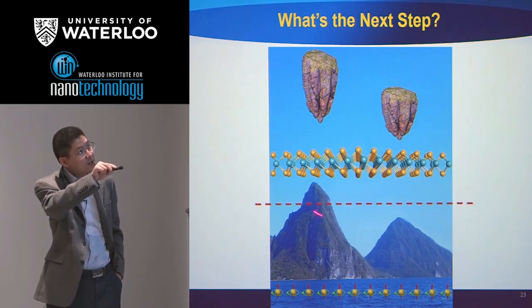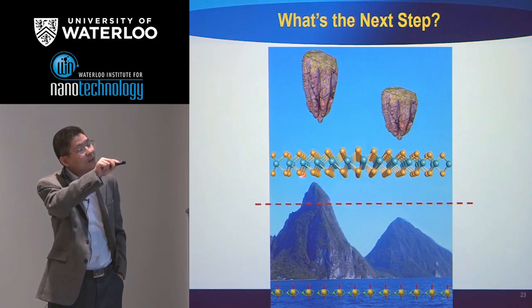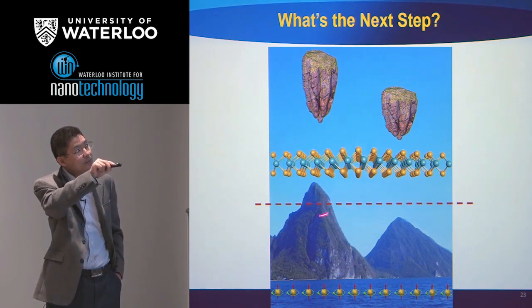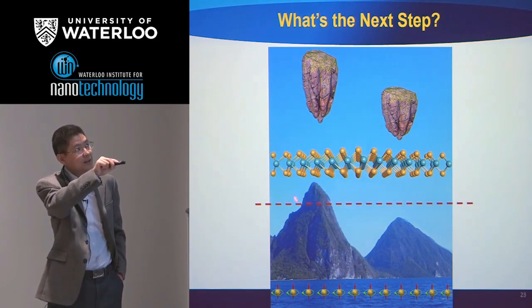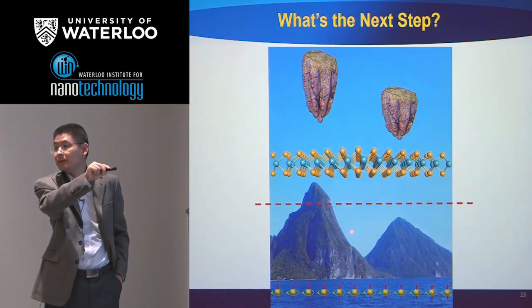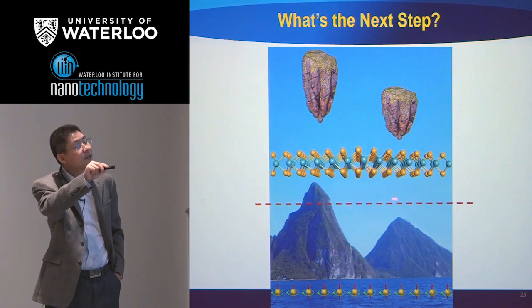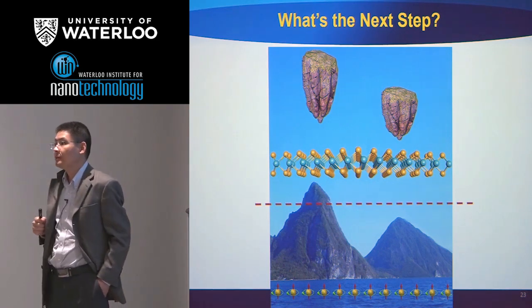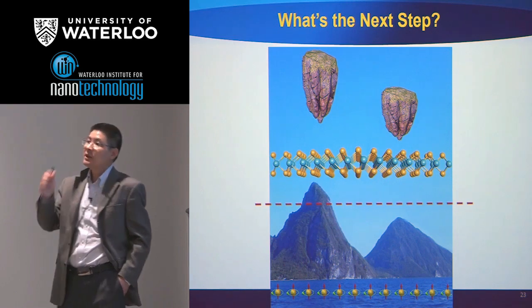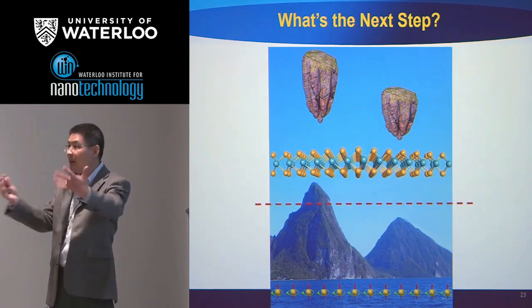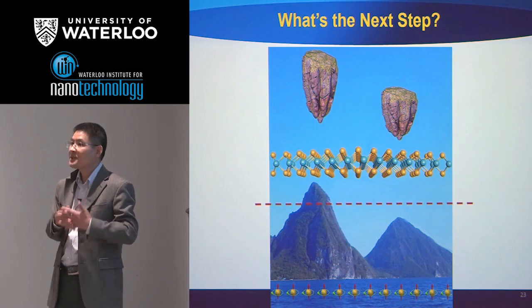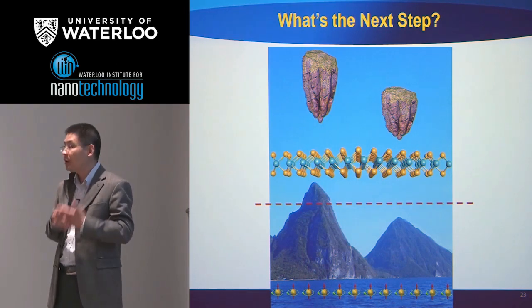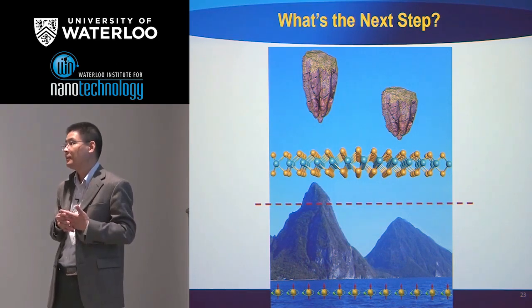So for example, in this case, you will have holes that only occupy one of the valleys. Okay? So that means 100% valley polarization. And because the valley and the spin are coupled together, 100% valley polarization also means 100% spin polarization.